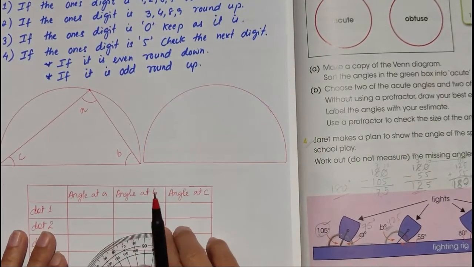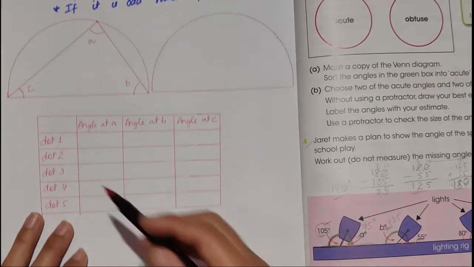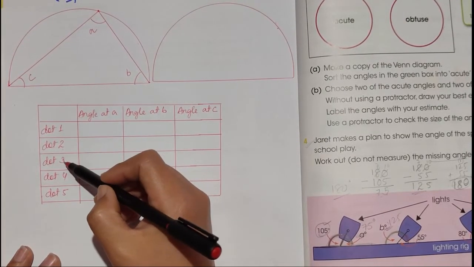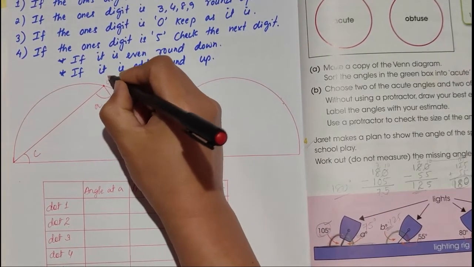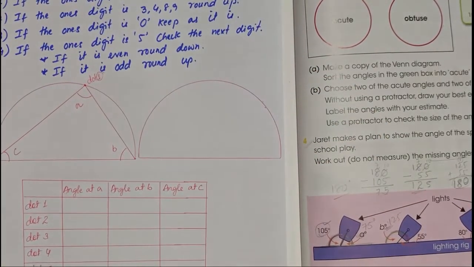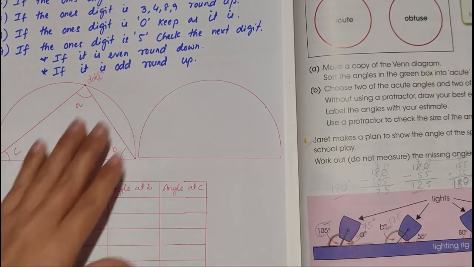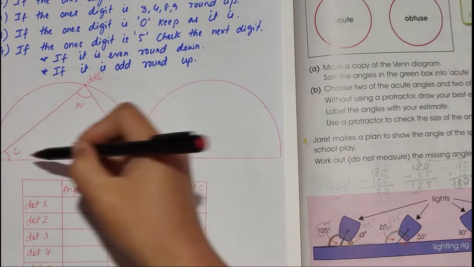So likewise we're going to do this for 5 dots. That is dot number 1, 2, 3, 4 and 5. Alright, so this one is done for the first dot, dot number 1. So let's measure the angles. Since we have already drawn this triangle, we're going to find the angles A, B and C.